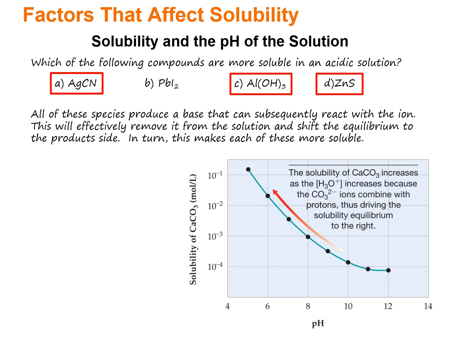Down to a pH of 5, its solubility goes to less than 0.1. But when we get to a basic pH of 12 or so, it is quite insoluble, with a solubility that is less than 10 to the minus 4.